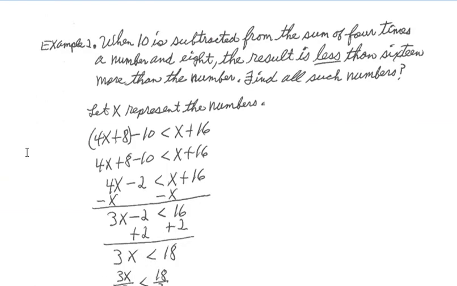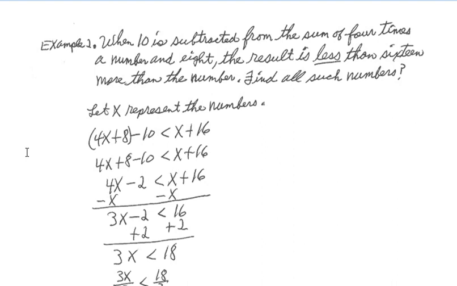Example 2. When 10 is subtracted from the sum of 4 times a number and 8, the result is less than 16 more than the number. Our challenge is to find all such numbers. Once again, we will let x represent the numbers, and therefore we have to construct an inequality that reflects the statement we just read, or the problem we just read.